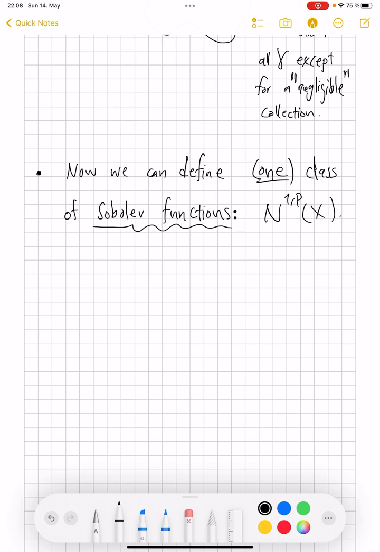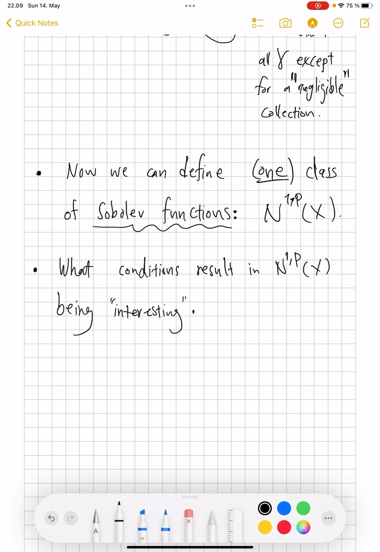But I will hold on maybe on that one, because once we define these Sobolev functions, it doesn't mean that these give us any interesting class of functions in general. So we will have to talk about under what conditions result in N^{1,p} being interesting. So interesting would be, for example, that they are more than just integrable functions. They really have derivatives in a strong, in some sense that is not trivial.